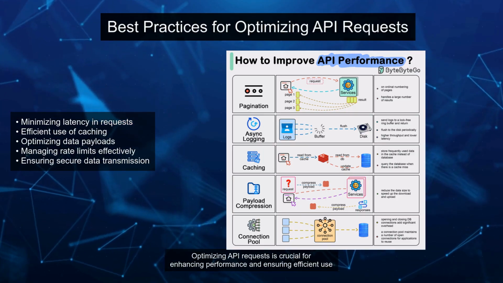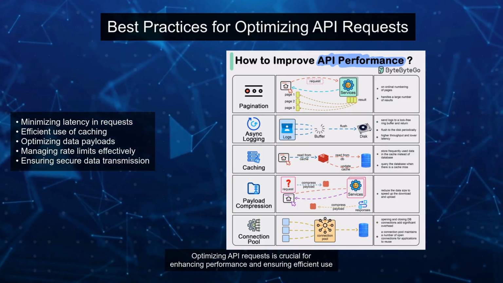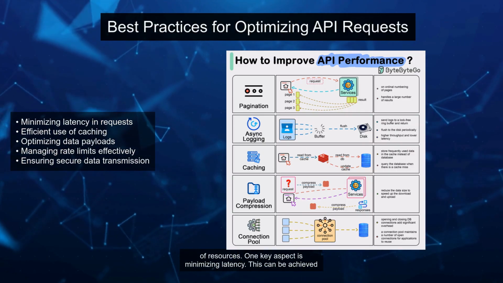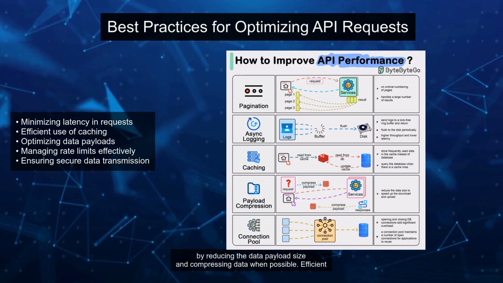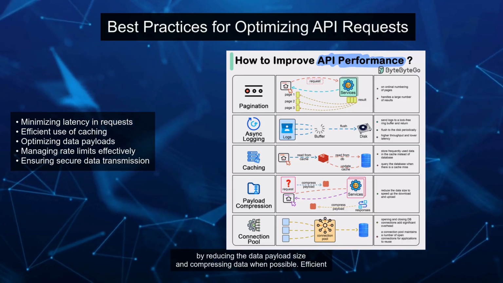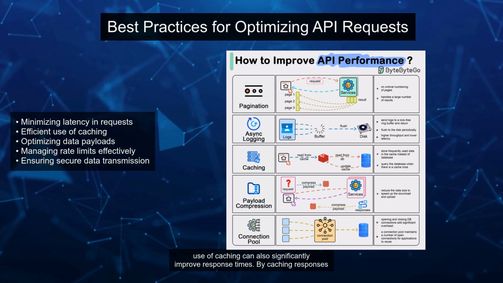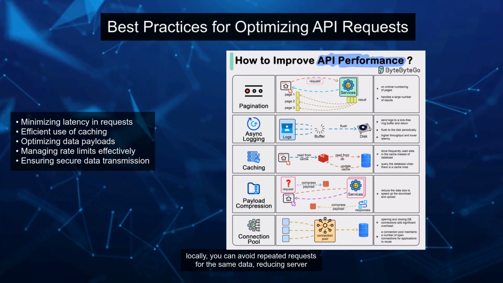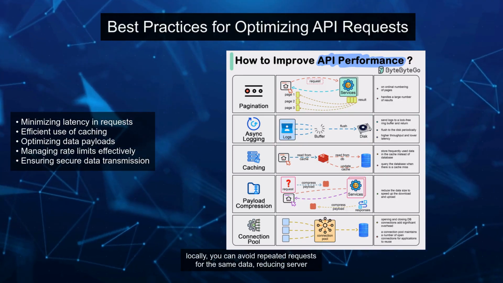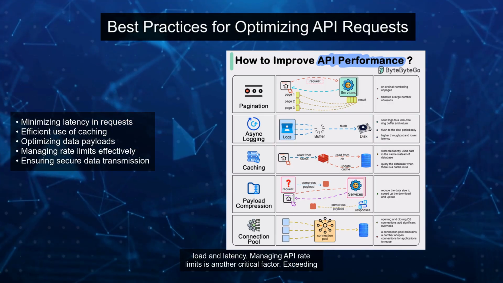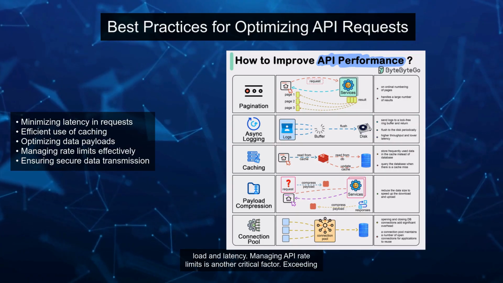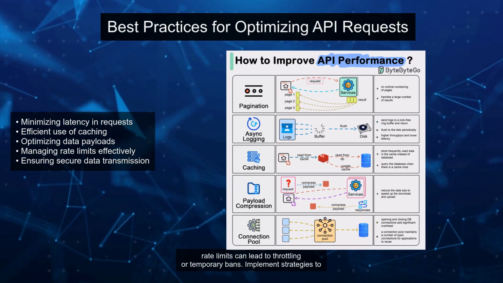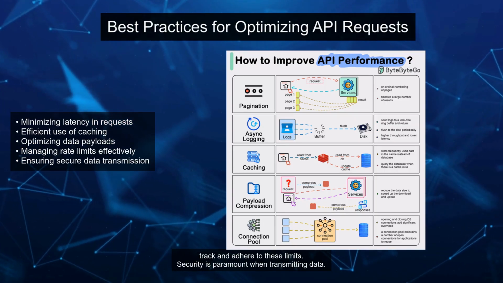Optimizing API requests is crucial for enhancing performance and ensuring efficient use of resources. One key aspect is minimizing latency. This can be achieved by reducing the data payload size and compressing data when possible. Efficient use of caching can also significantly improve response times. By caching responses locally, you can avoid repeated requests for the same data, reducing server load and latency. Managing API rate limits is another critical factor. Exceeding rate limits can lead to throttling or temporary bans. Implement strategies to track and adhere to these limits.